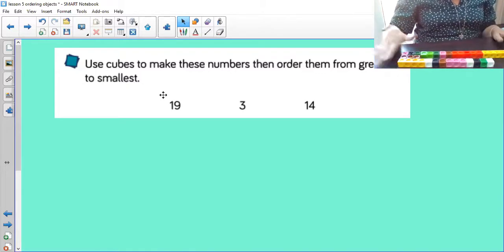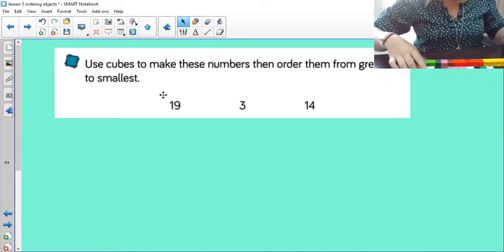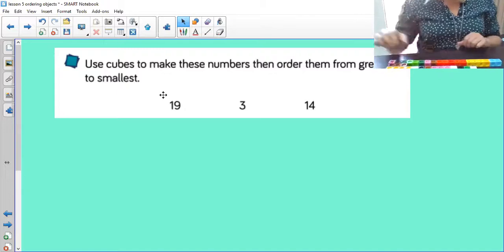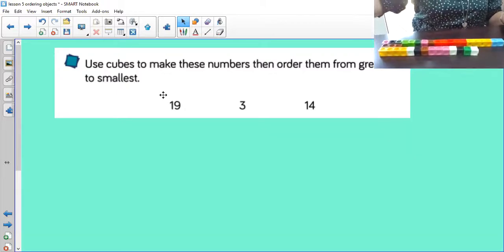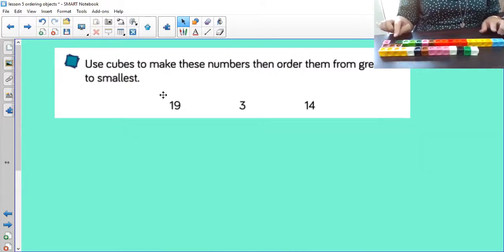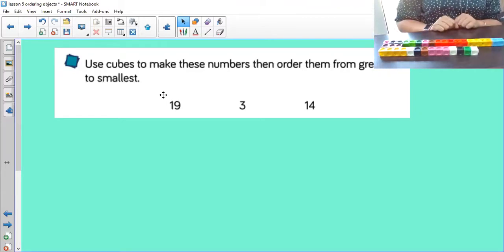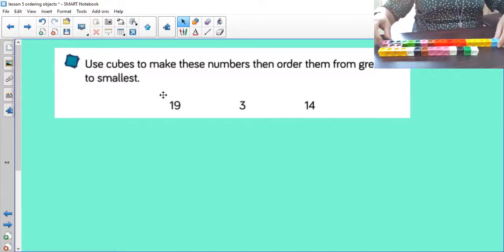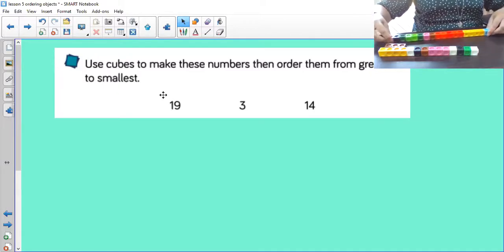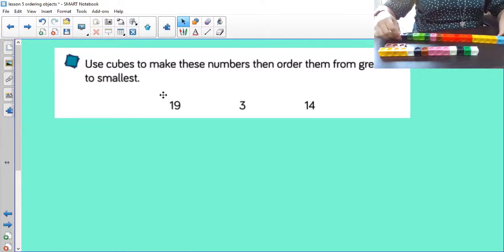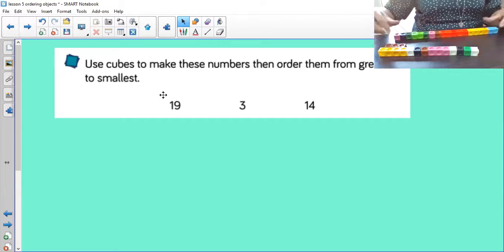Okay, so just by looking at that, you can see that I've got 19, 3 and 14. Just by looking at that, I know they're not in the right order because it says put them from greatest to smallest. Well, I can tell that the greatest has to be there. Which one? The longest or the shortest, do you think? Excellent, the longest. I'm going to move that closer to me there.